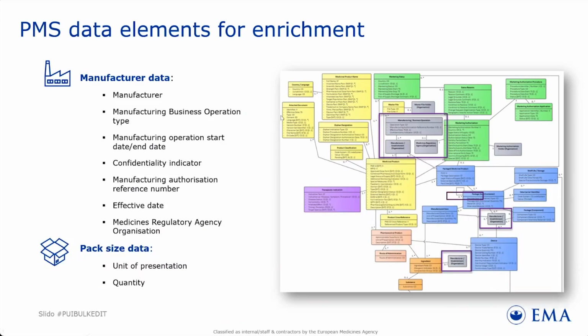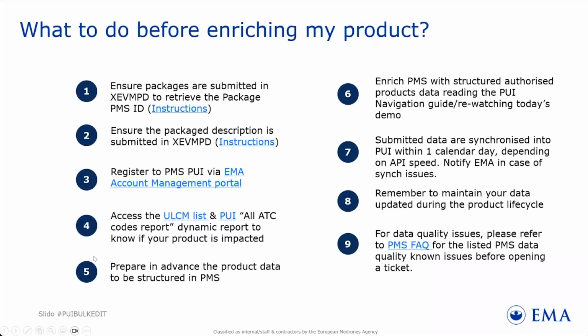It is the gray manufacturer's data and contains manufacturer, the business operation from the RMS list, the start and end date, confidential indicator, authorization reference, effective date, and the authority who approves the business operations. At the same time, we have the pack size data, unit of presentation, and apologies because I forgot entirely the data carrier identifier is missing. I will update the slide so you can also have a look at that.